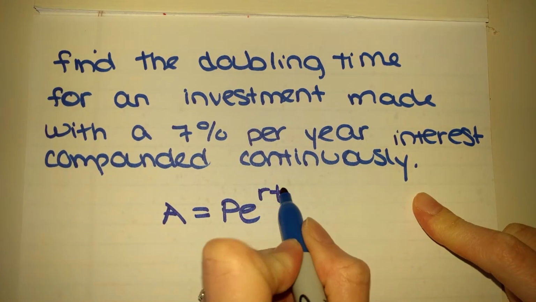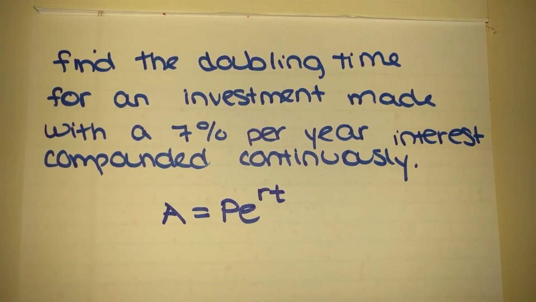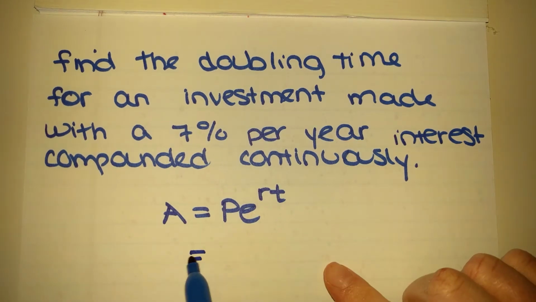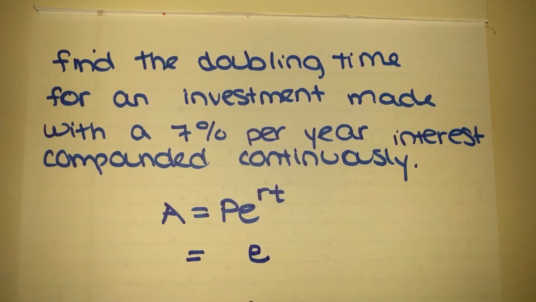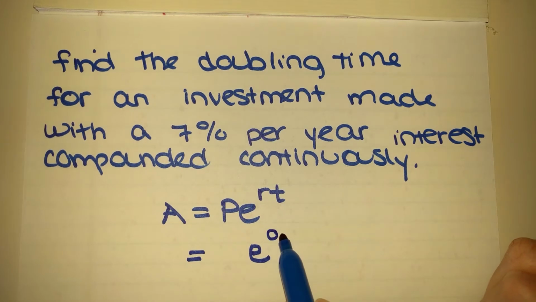And then we'll ask ourselves, what of these unknowns can we fill in? So the only number in the problem is this 7% per year. So that is going to be our interest rate. So let's go ahead and plug that in. e will be our 2.718 constant. Our interest rate will be 0.07.